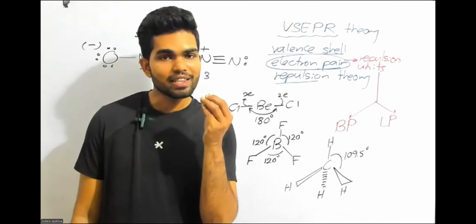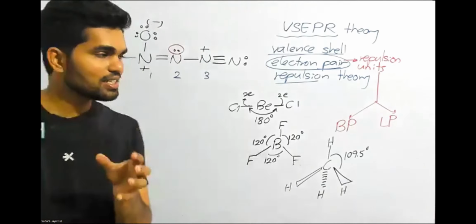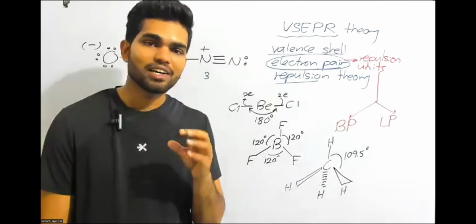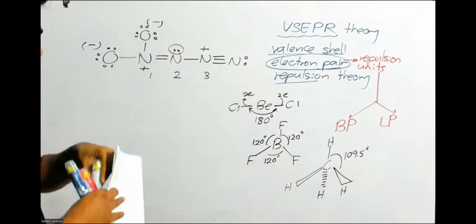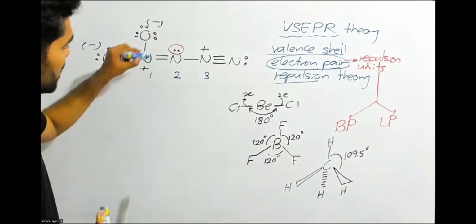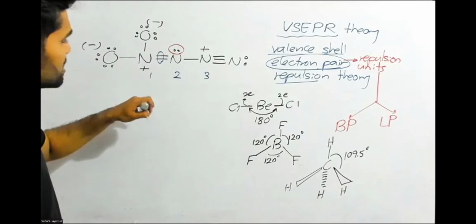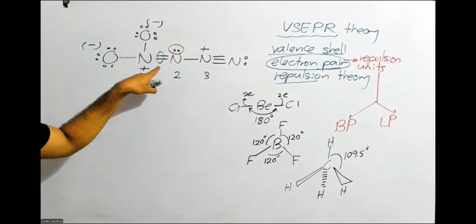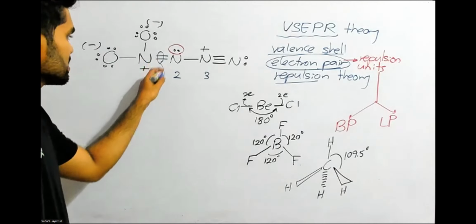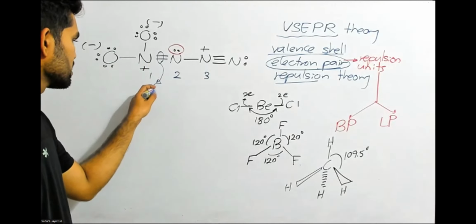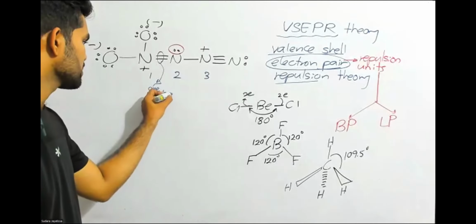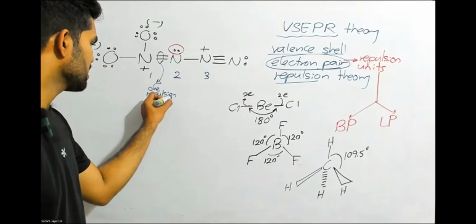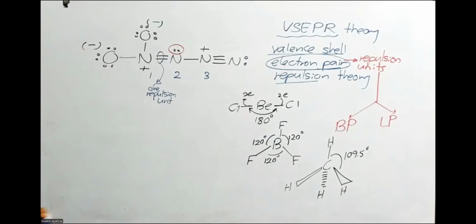Okay, so in those cases, we don't consider them as separate units. We consider them as a single unit. Now you can see in our question, you have a double bond. A double bond is not 2 units. Even though there are 2 bonds, we consider it as one repulsion unit. Understand why? Why do we take it in that way?